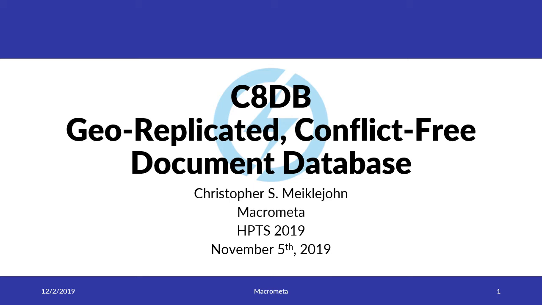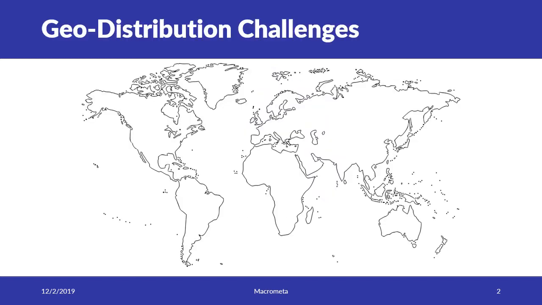My name is Christopher Meiklejohn, and I'm going to talk about C8DB, a geo-replicated conflict-free document database from Macrometa. Geo-distribution is challenging. If we consider ourselves a startup, let's say a mobile gaming startup, we may typically start by deploying our application into one data center, here as outlined by, say, the Amazon US West 2 region in Oregon.